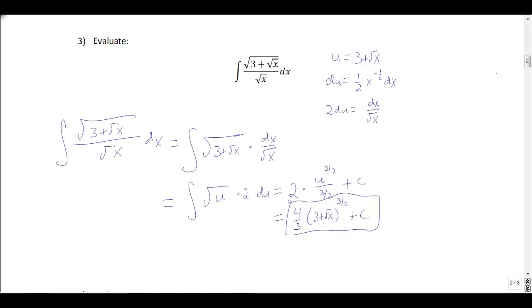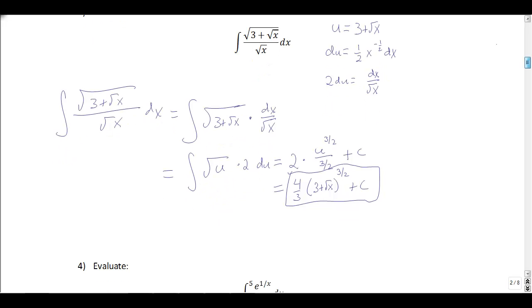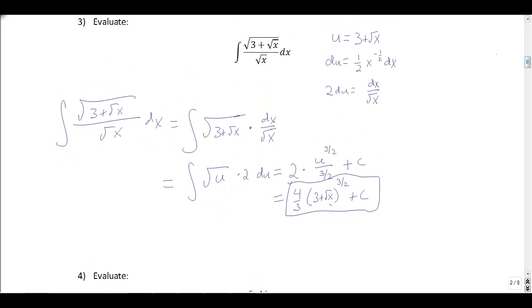How could you check this if you weren't really comfortable with this? Well, if you differentiate your answer, you should get the thing you started with. So let's just differentiate this. Let's call this y. Then dy/dx: I have a 4/3 out in front, and I take a derivative of 3 plus square root of x to the 3/2.